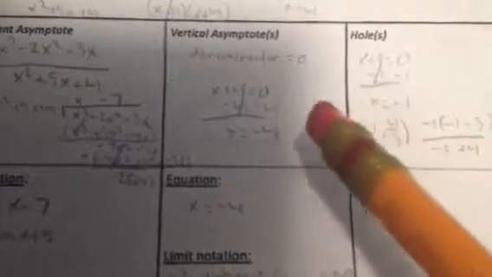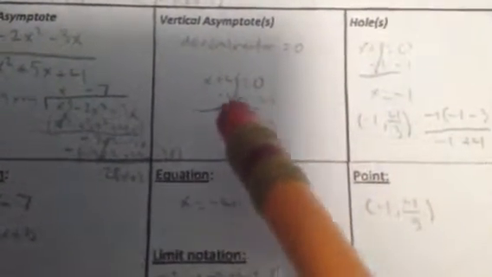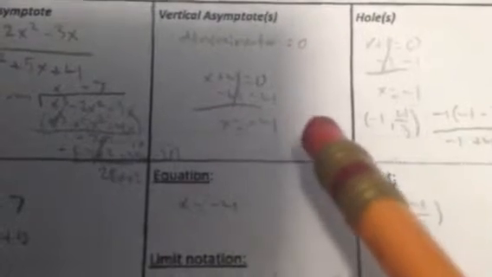For the vertical asymptote, you set the denominator to 0. So you get x plus 4 equals 0, then you subtract 4, and you just get x equals negative 4, and that's your equation. And that's the limit notation, which means that as x approaches negative 4 from the right, f of x, the graph will go up, and as x approaches negative 4 from the left, the graph will go down.